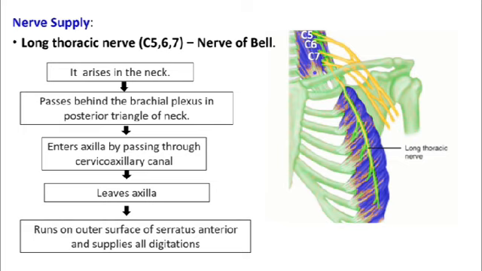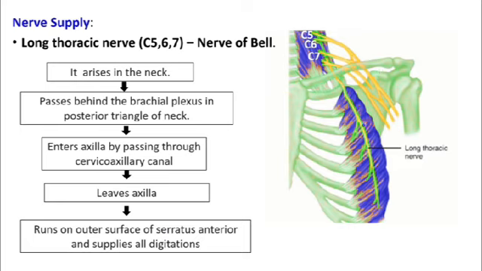Now we are going to look at the course of this nerve. It arises in the neck, from the ventral rami of C5, C6 and C7 spinal nerves. It passes behind the brachial plexus in the posterior triangle of the neck and enters the axilla by passing through the cervico-axillary canal. The cervico-axillary canal is bounded anteriorly by the clavicle, medially by the first rib, and posteriorly by the upper border of the scapula.